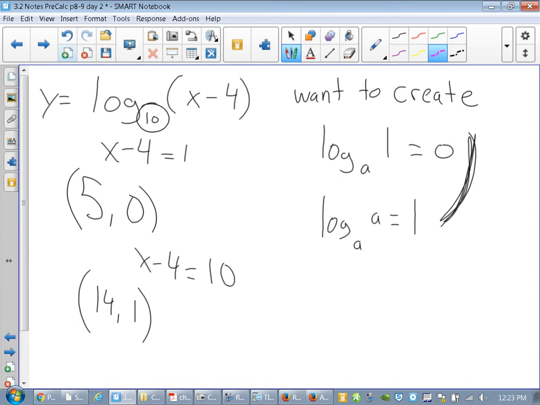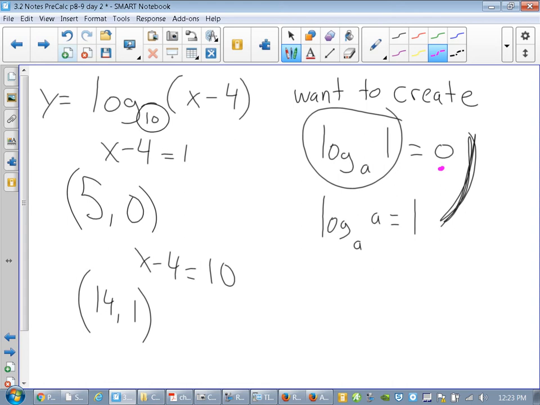I want to create this because I know whatever I have, log base of whatever, if it's of 1, it's going to equal 0. So since this part is x minus 4, what value of x gives me 1? If I use 5, I get 5 minus 4, so log base 10 of 1 is 0. So the ordered pair would be at (5, 0).